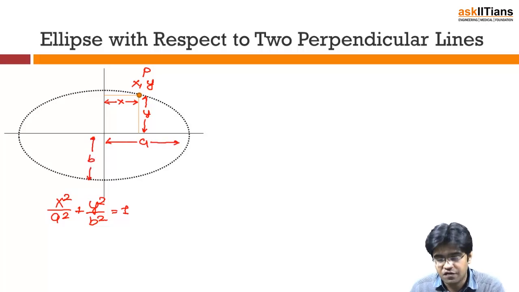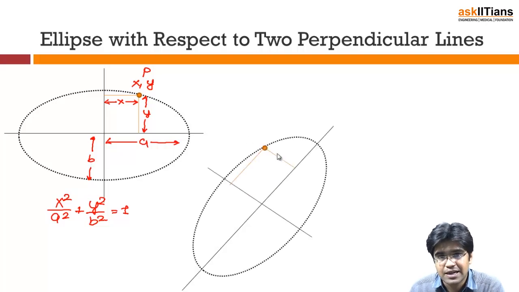So if you know the values of A and B, that is the semi-major axis and semi-minor axis, you can draw or find out the equation of any ellipse with respect to 2 perpendicular lines. Suppose that this is the ellipse whose equation we want to find out, and let's say that our origin is somewhere here.